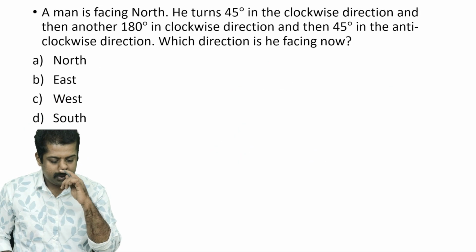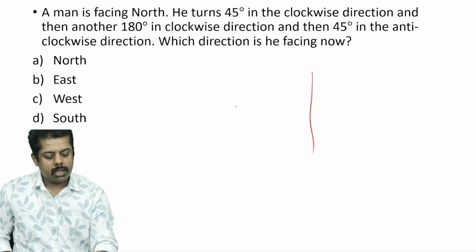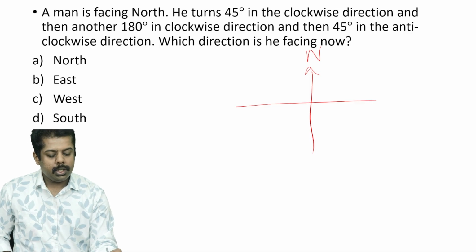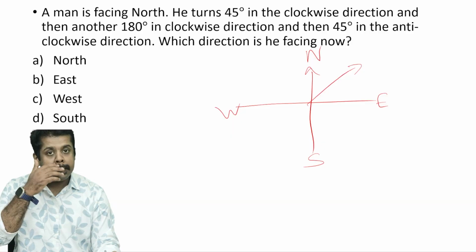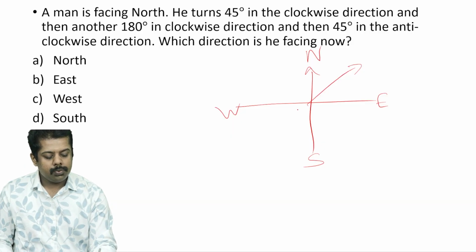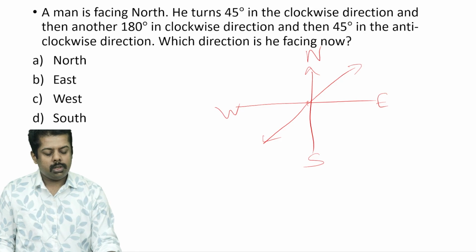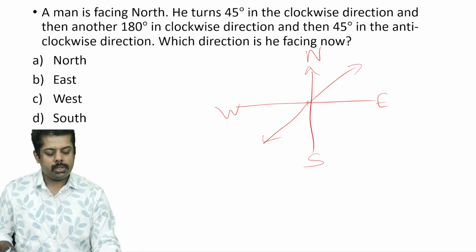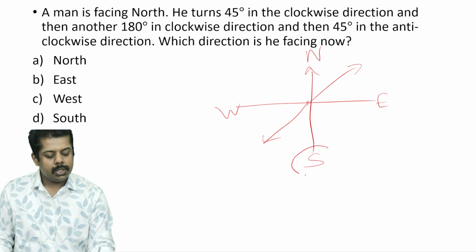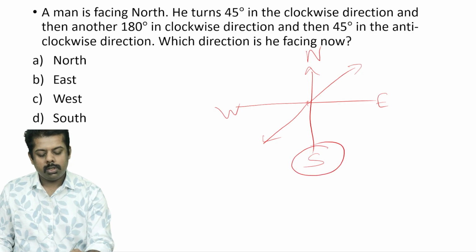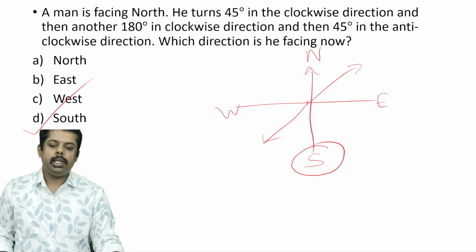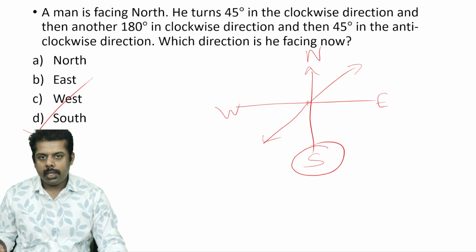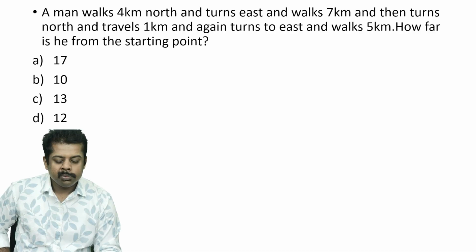Another question they have given, we can just try it out. Here he is starting from north. First covering 45 degrees in the clockwise. That means he will be reaching northeast. Okay, now from here 180 degrees again. So 180 degrees means he will be facing now southwest. Now last he is going 45 degrees in the anti-clockwise. Anti-clockwise means he will be facing where? So, okay, easy question. So here the answer will be option D. Okay. So hope we are getting it. Okay. Moving on to the next one.